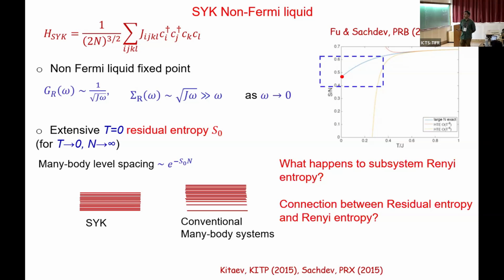Okay. So the question that we would like to ask is what happens to the subsystem Renyi entropy, in particular if you are taking the zero temperature limit, and whether there is any connection between this residual entropy and entanglement entropy. Residual is this S naught. Yeah, S naught, yes.